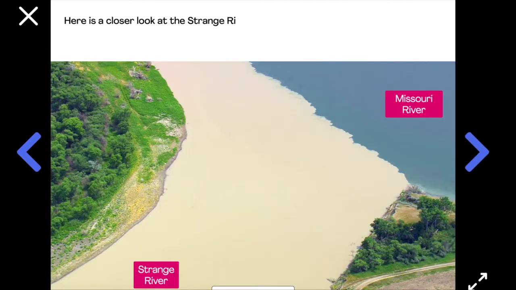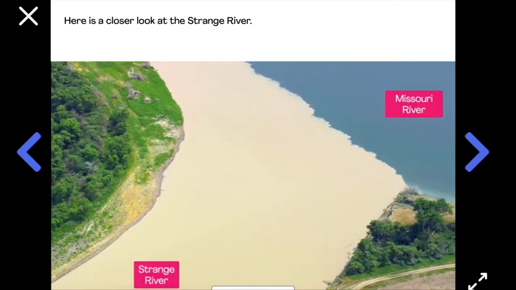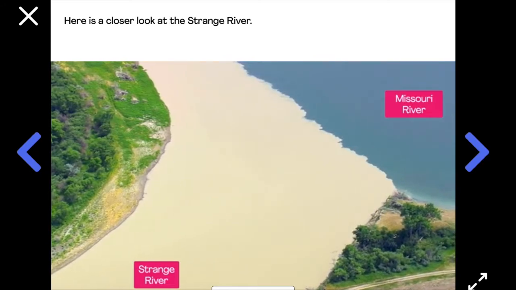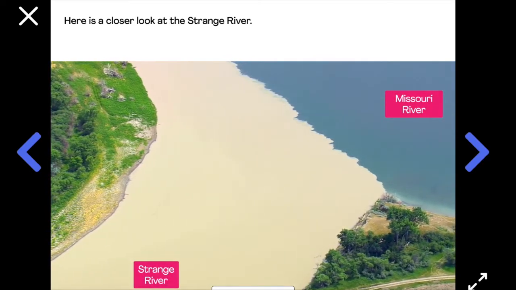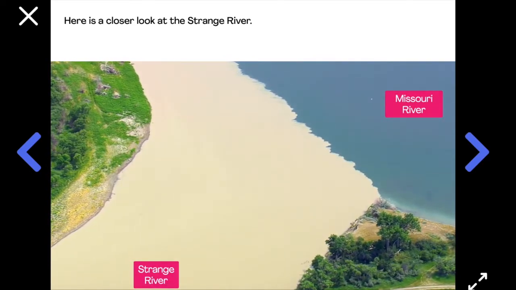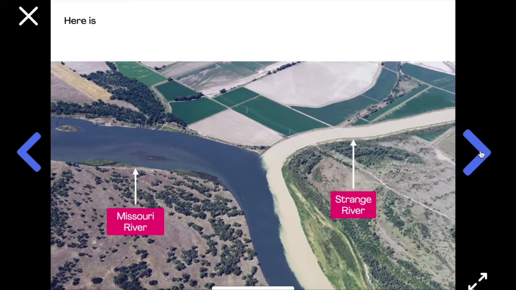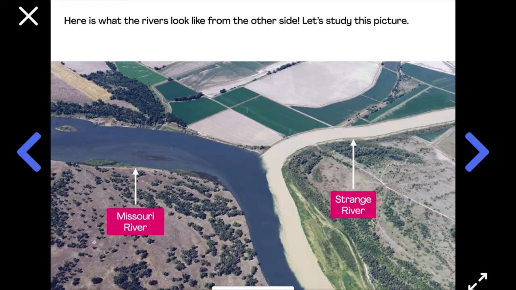Here's a closer look at the strange river. There's the strange river, and here's the Missouri River. Here's what the rivers look like from the other side. Let's study this picture again. There's the strange river, and there's the Missouri River.